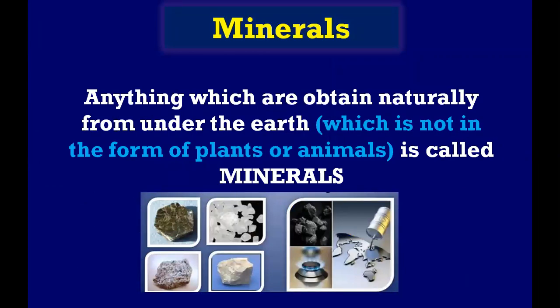Now, let us see. Anything which is obtained naturally from under the earth is called a mineral. If you look around our house, you will find the house is built with bricks, cement, sand, and we use some metals like iron, copper, lead, and we also use some fuels like petrol, diesel, kerosene. So we are getting all this from the ground. Minerals are available to us under the earth, and we are digging and removing them and using them.